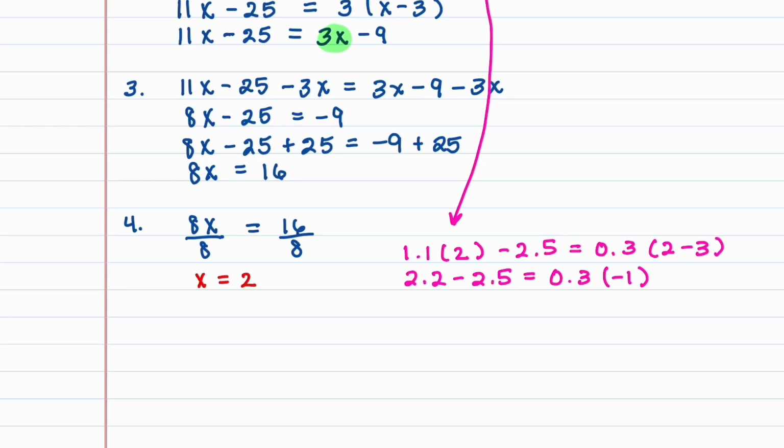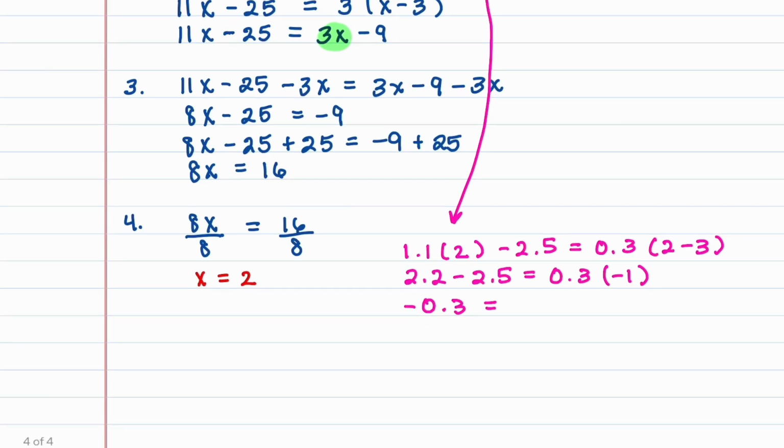2.2 minus 2.5 is minus 0.3. And on the right, when we multiply by negative 1, we also get a minus 0.3. So we'll put a check there, and we know that our answer, x is equal to 2, is the correct answer.